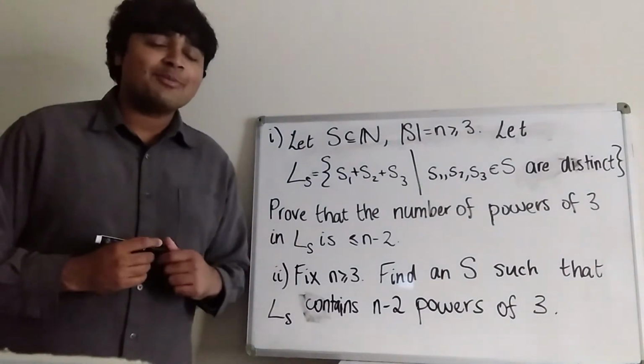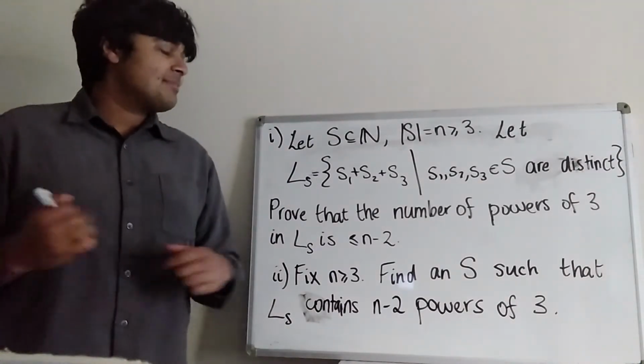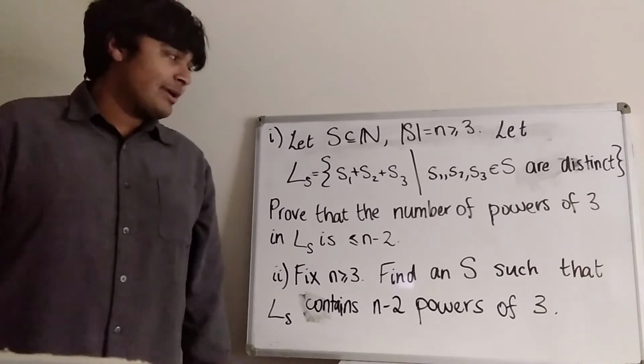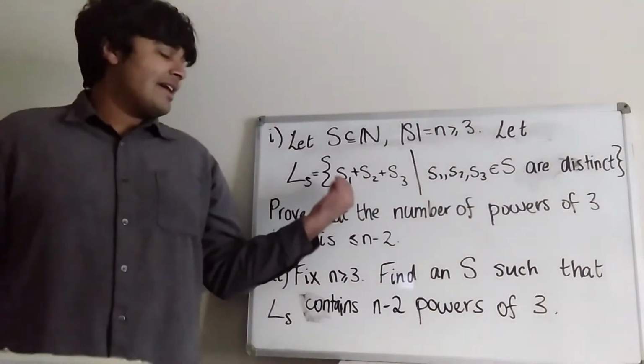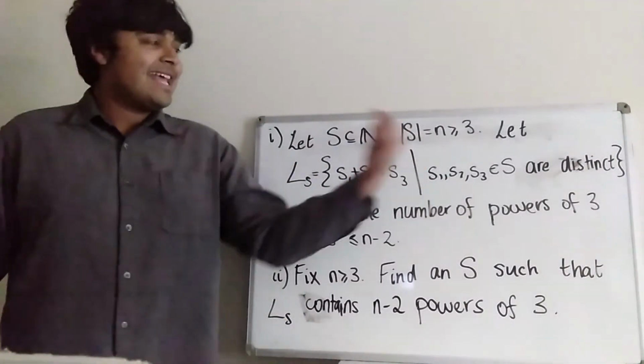I've got a two-part problem involving powers of 3. For part 1, we have a set S, which is a subset of the positive integers, with the size of S being n, which is at least 3. We're going to define this set here, Ls, to be the set of S1 plus S2 plus S3, where S1, S2 and S3 are all in S and are distinct.